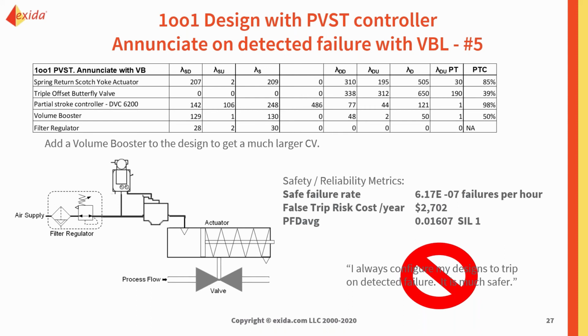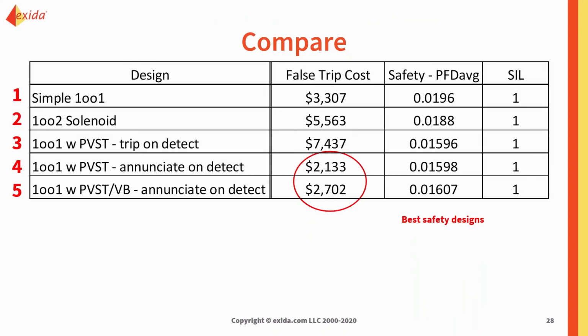So we see that even adding the volume booster, we significantly improved the safe failure rate. And compared to some of our earlier designs, we've reduced our false trip rate and our cost. So we see here that we don't have to trip on detection of failure to achieve safety, right? So let's compare all these designs.